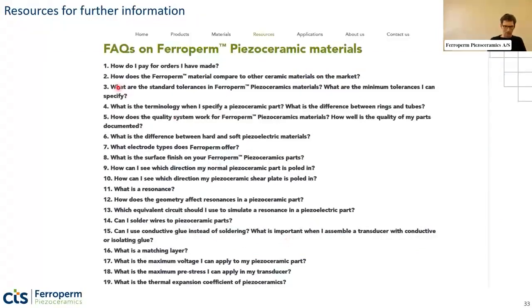I can also refer to our list of frequently asked questions that you can find on our website. Some of the questions you may have, even after this introduction, may be answered by some of these points here in our FAQ section.